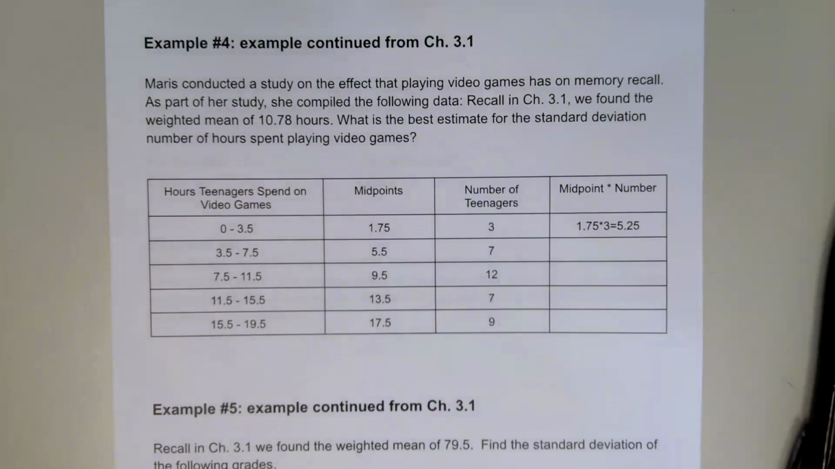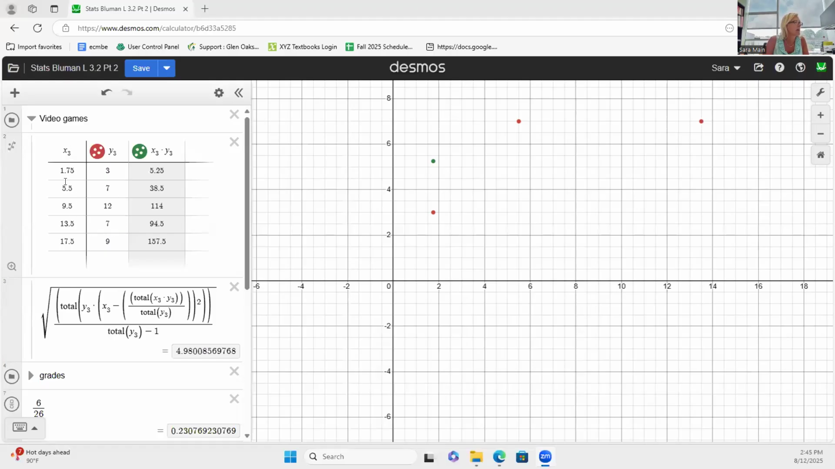And you can see in my Desmos file, I'm going to share my screen here, that I've got X3 and Y3 is where my data is. And that's what I'm referencing in this formula. And this formula is very large and complicated. And so it's important that you just copy mine.